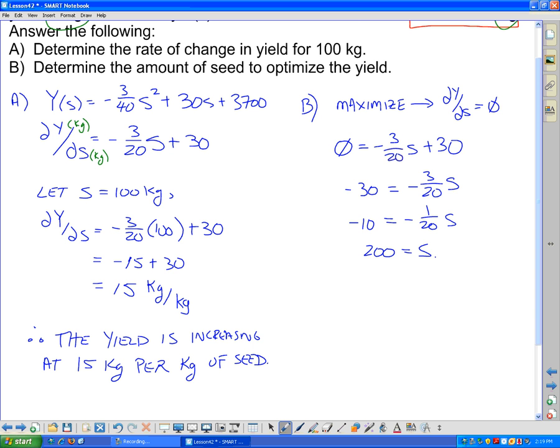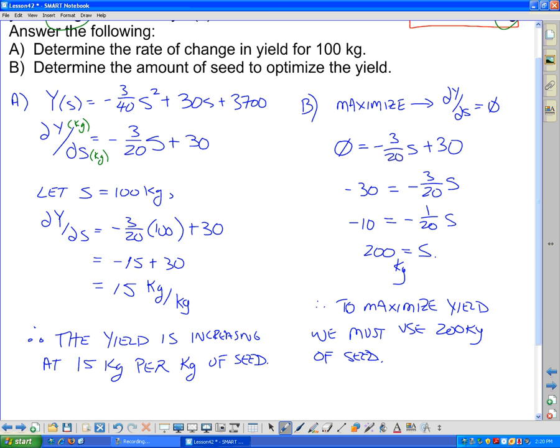So our units here are in kilograms. So put that in there. So therefore, for this particular product, you will need to put on 200 kilograms of seed to maximize profit, to maximize yield. So to maximize yield, we must use 200 kilograms of seed. Okay, and that's usually referenced, for those that aren't from the farm, that's referencing how much is used per acre or per hectare of land.